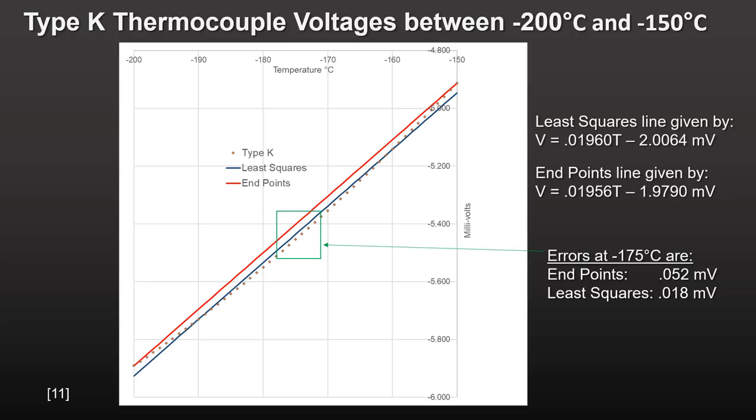The least squares line in blue does a better job of approximating the raw data points than the endpoints line in red. We can quantify by how much at the minus 175 degrees C data point, the midpoint of the range from minus 200 degrees C to minus 150 degrees C. The voltage estimated by the endpoints line is different from the raw thermocouple voltage by 0.052 millivolts. The voltage estimated by the least squares line is different from the raw thermocouple voltage, but by only 0.018 millivolts.